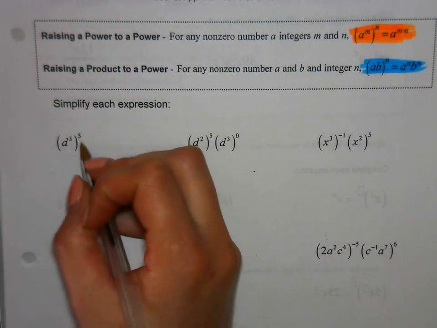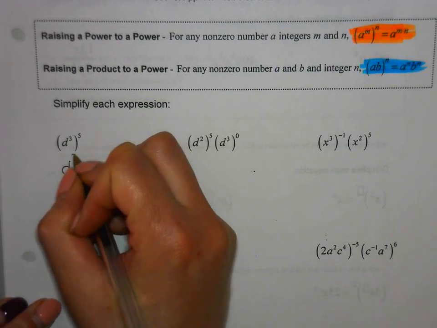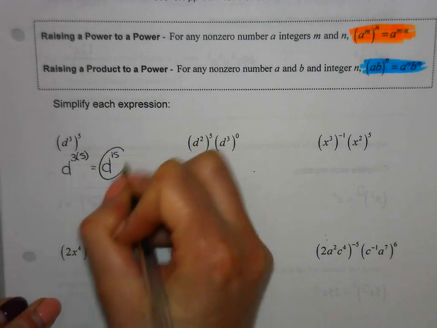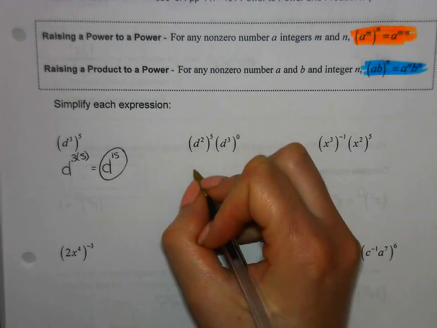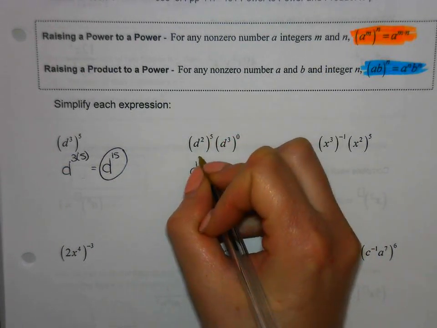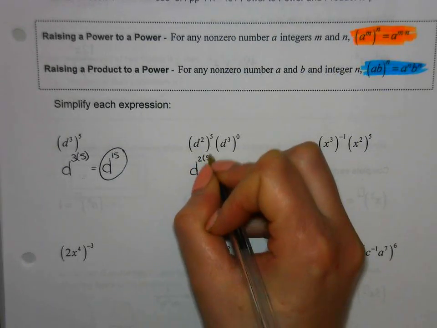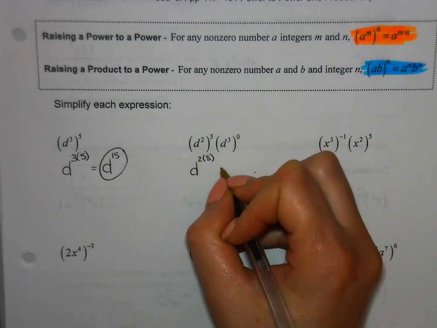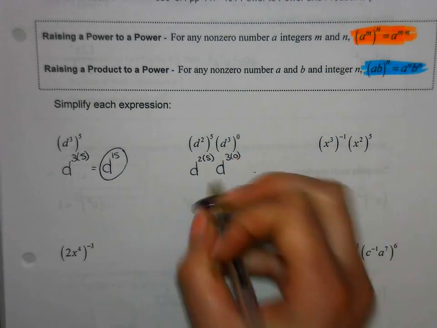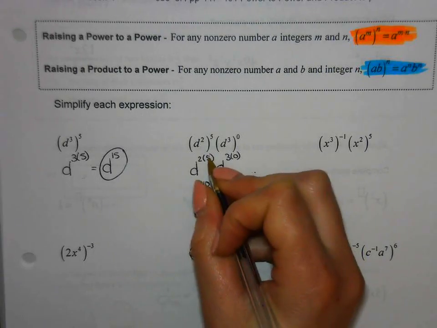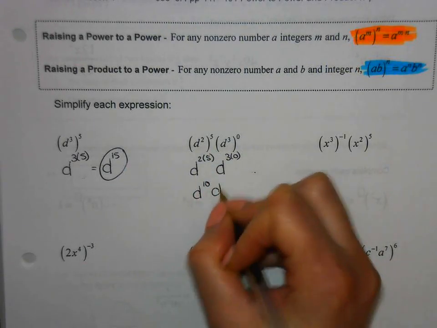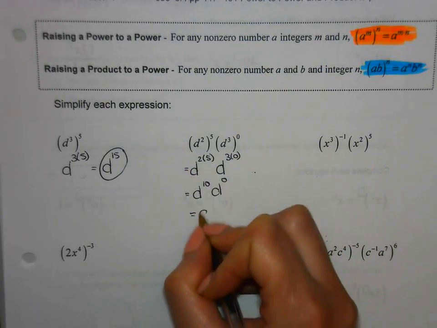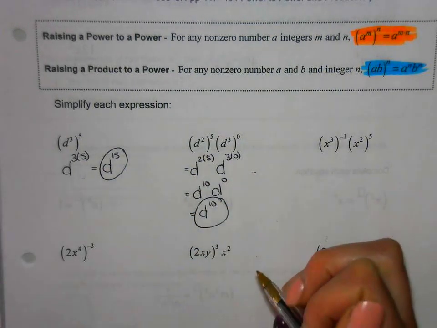So d to the third raised to the fifth power is really d to the third times 5. So this is d to the 15th power. Here, d squared to the fifth power is really d to the 2 times 5. D to the third power to the 0 power is d to the 3 times 0. So this is d to the 10th power times d to the 0, and d to the 0 is 1. So our final simplified expression is d to the 10th power.